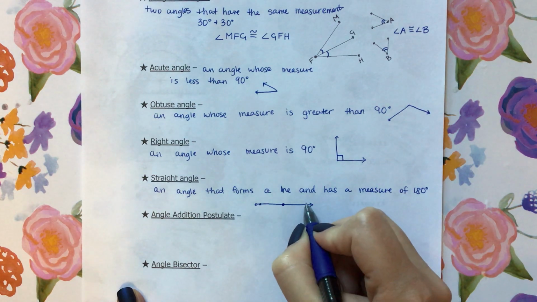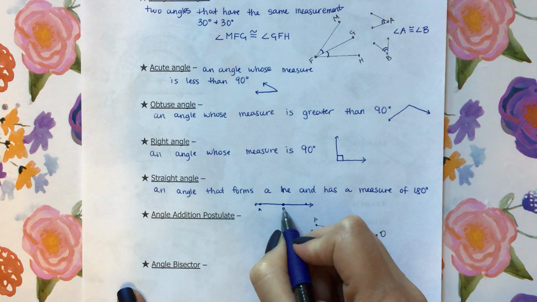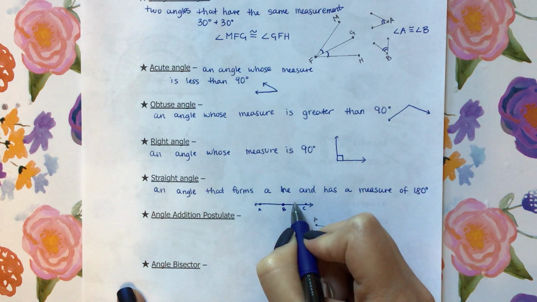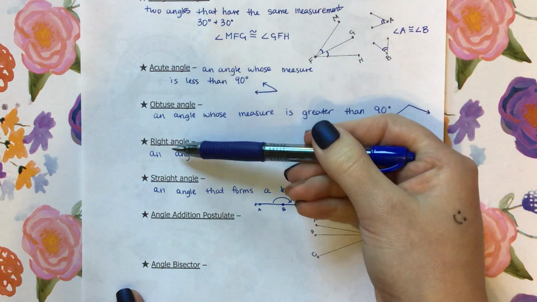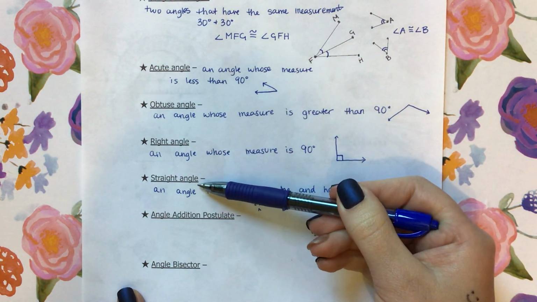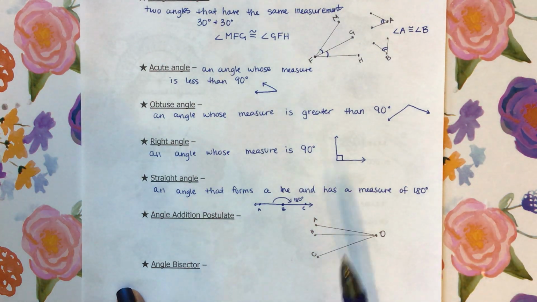Just so you can kind of see what I mean by that, I'll just do this ABC. This whole angle across that is 180 degrees. Okay, so I know that you've heard of at least these guys. Straight angle might be a little different, but it's literally just a line. It equals 180 degrees, or half of a circle.